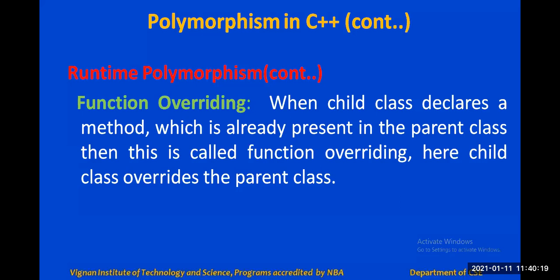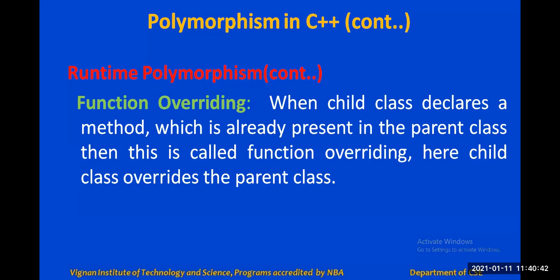If that linking happened during compile time, that is compile time linking, that is the early binding or static binding. We can also call it compile time polymorphism. Suppose that linking happens during runtime, then we can call it late binding or dynamic binding, or we can also call it runtime polymorphism.